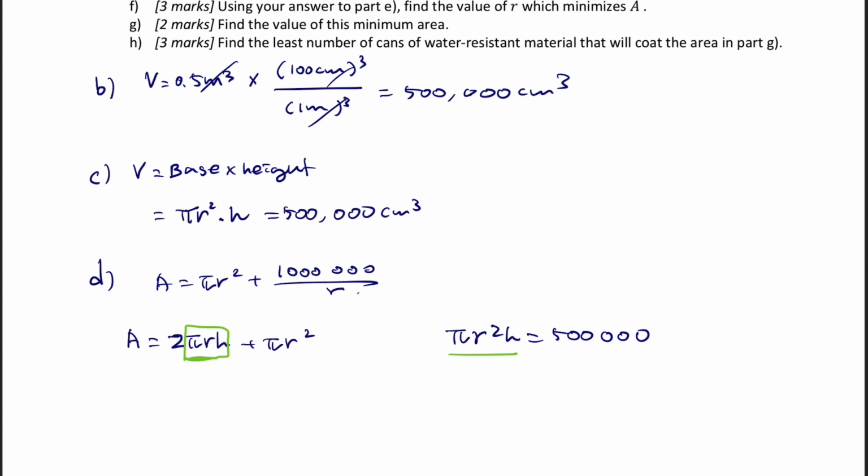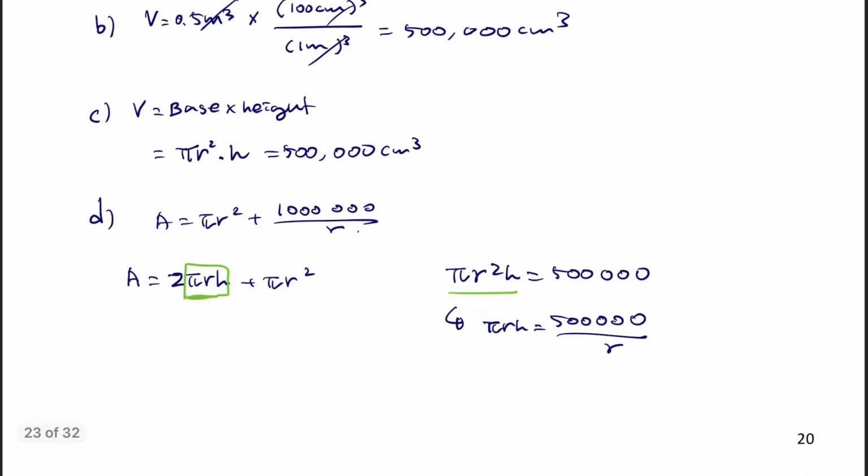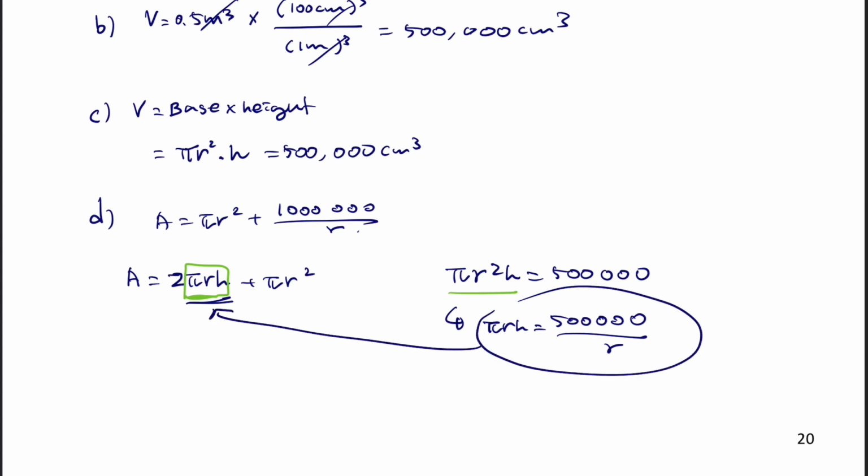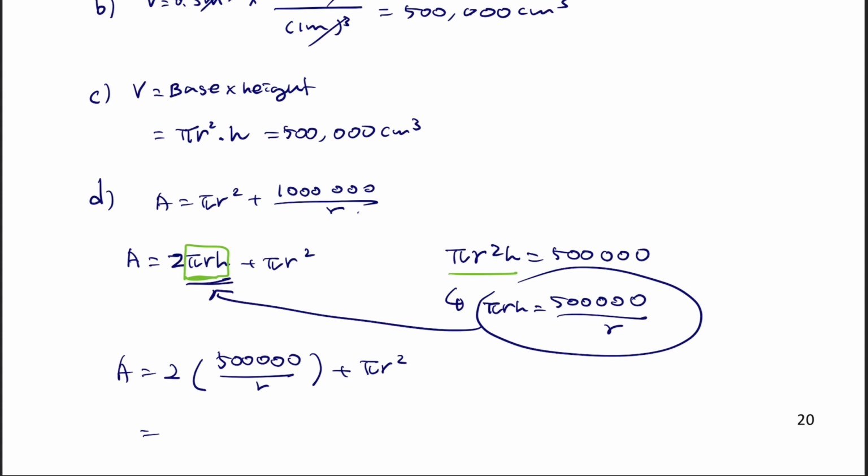So we can rearrange the volume equation as pi rh equals the value over r, moving one of the r to the other side. So we get this. Then we can substitute this part of the surface area with this new equation. Then we have A equals 2 times the value over r plus pi r squared. Then we have shown that it is equal to this value.